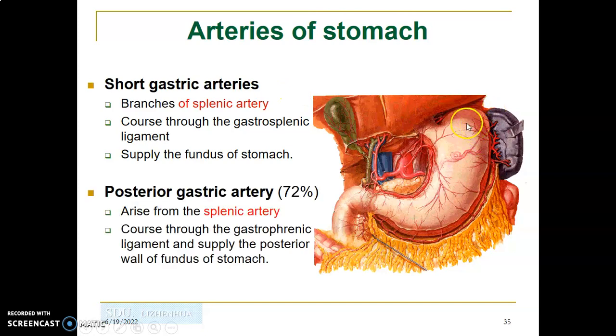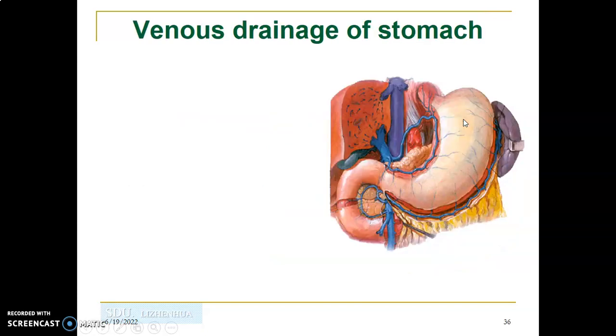Then we have the posterior gastric, which also comes from the splenic. So the splenic gives the left gastroepiploic, short gastric, and posterior gastric. Short gastric will pass through the gastrosplenic ligament, while posterior gastric passes through the gastrophrenic ligament to supply the posterior wall and the fundus of the stomach.